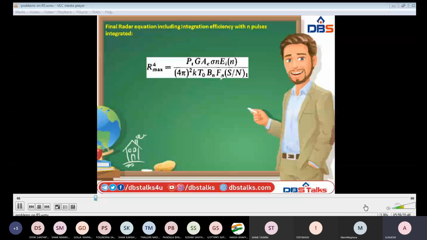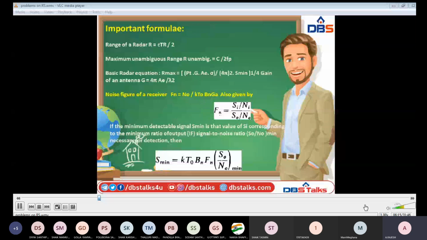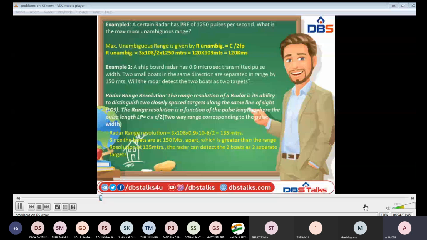Okay. By this we are going to finish our formulas. So make a list of these formulas and keep them in mind. Coming to the next one, we will go for the problems now. For the first one, example 1: a certain radar has a PRF. What is PRF?